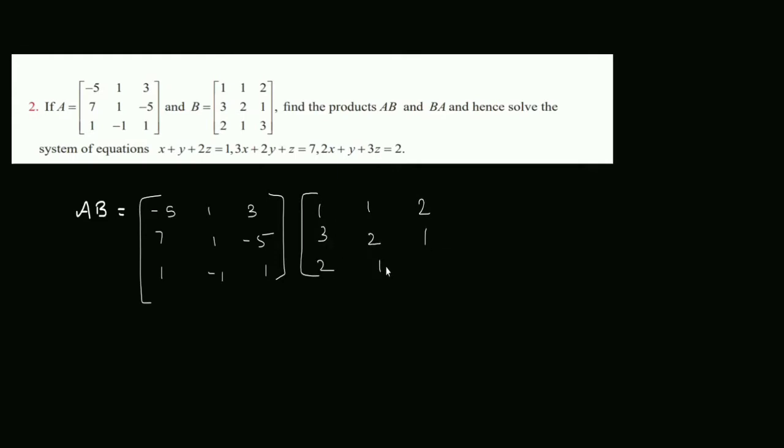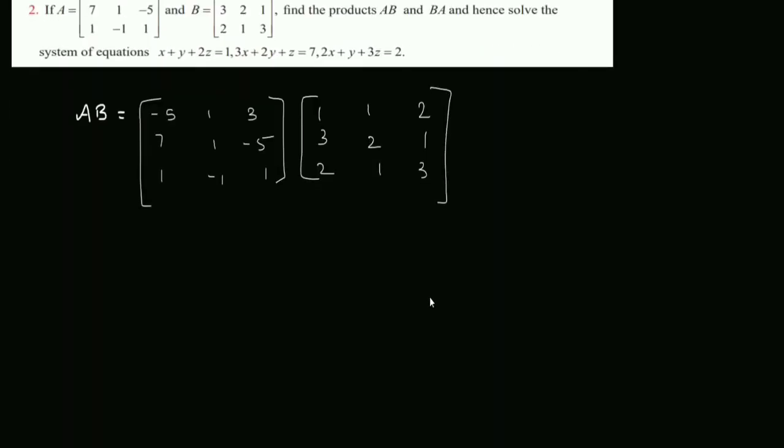So matrix AB. AB is minus 5, 1, 3, 7, 1, minus 5, 1, minus 1, 1. This is matrix A. Then you have to write matrix B. Matrix B is 1, 1, 2, 3, 2, 1, 2, 1, 3. So we're going to find the product AB.